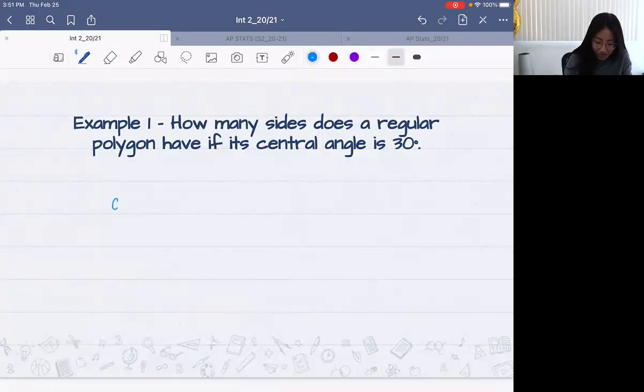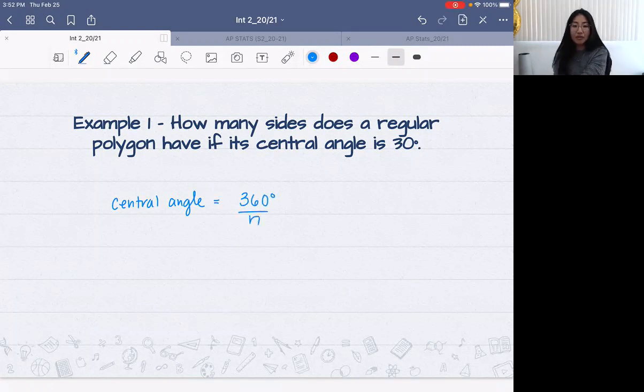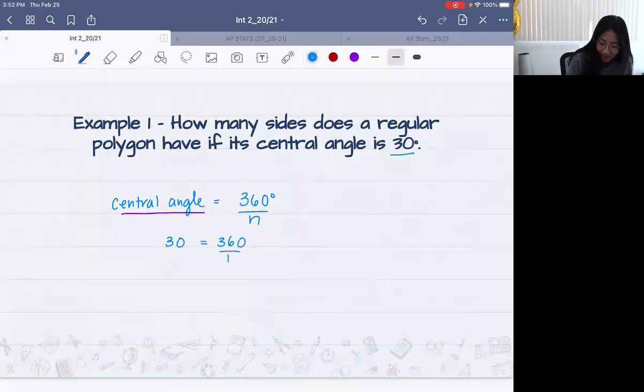I'm going to put central angle equals 360 degrees divided by the number of sides. So we're missing n, but we do have the central angle, which they gave us here. What I'm going to do in math is what we call substitution. So I'm going to take that 30 degrees and substitute it for the central angle. So 30 equals 360 divided by n.